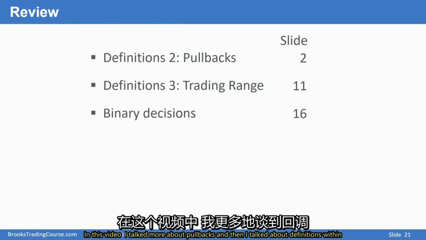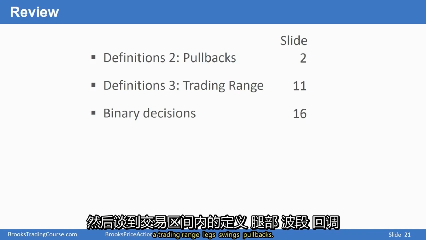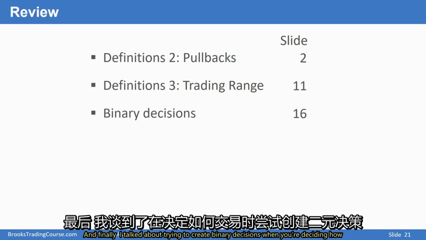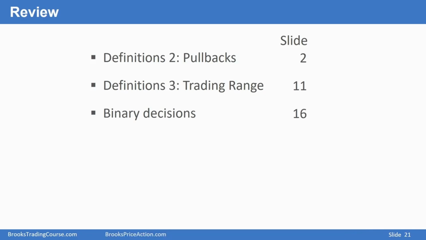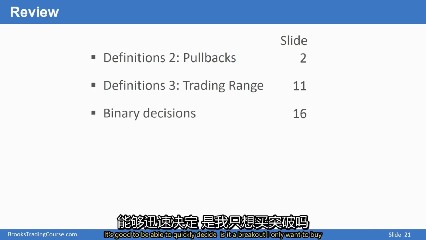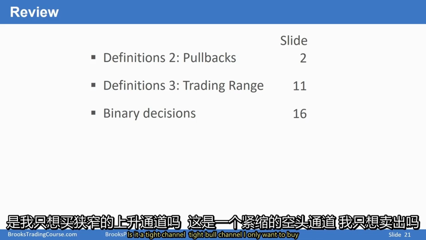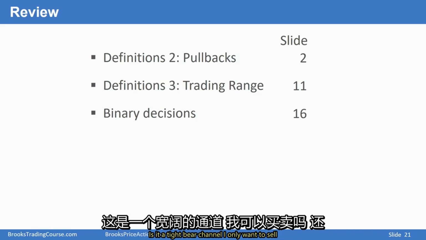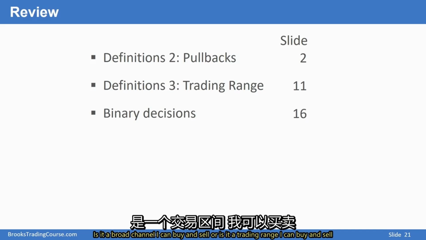In this video, I talked more about pullbacks, and then I talked about definitions within a trading range: legs, swings, pullbacks. And finally, I talked about trying to create binary decisions. When you're deciding how to trade, it's good to be able to quickly decide, is it a breakout? I only want to buy. Is it a tight channel, tight bull channel? I only want to buy. Is it a tight bear channel? I only want to sell. Is it a broad channel? I can buy and sell. Or is it a trading range? I can buy and sell.